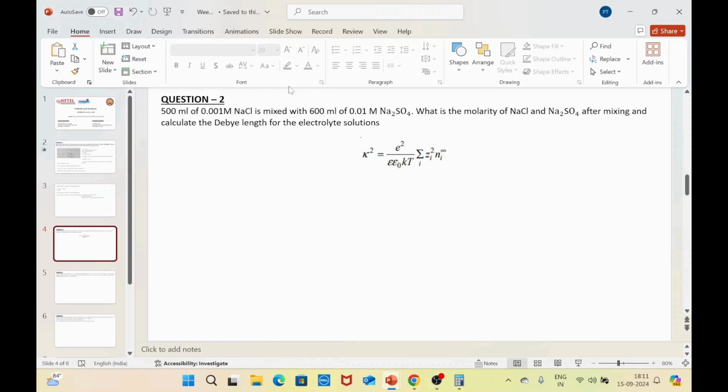So first we need to calculate, I'm repeating again, the concentration or molarity of the NaCl and Na2SO4 after mixing. Then from there, we need to calculate the Debye length. This is a slightly different model from what we have seen in week 6 and week 7.